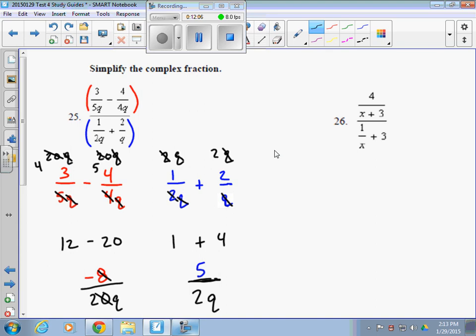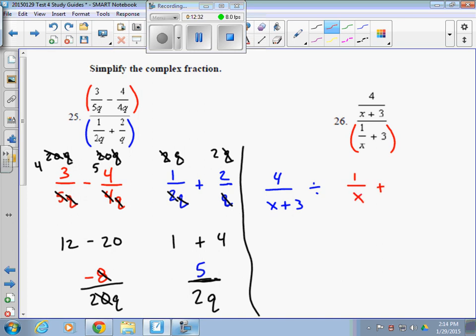We're going to do the same thing with the other one. Not quite as long of a problem as the other one, but they're still going to be separated. The top and the bottom don't really have to. You don't have to do the top for this one. You're going to take that 4 over x plus 3, and you're going to divide what we're going to simplify right here, 1 over x plus 3.